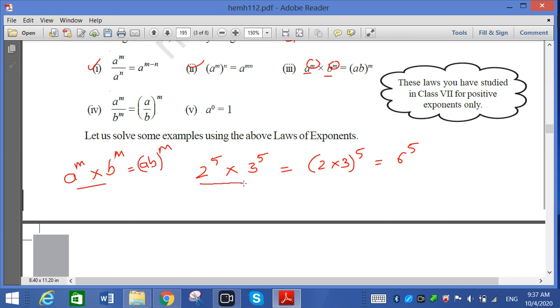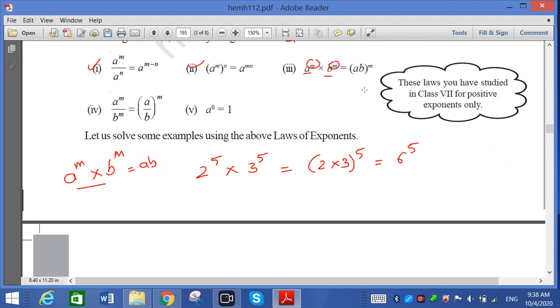I am doing examples like that. Again, one more example: a the power 4 into b the power 4, what do I have to write? ab the power 4. If 2 the power 3 and 7 the power 3, then I have to write 14 the power 3. I have to multiply this according to rule number 3.